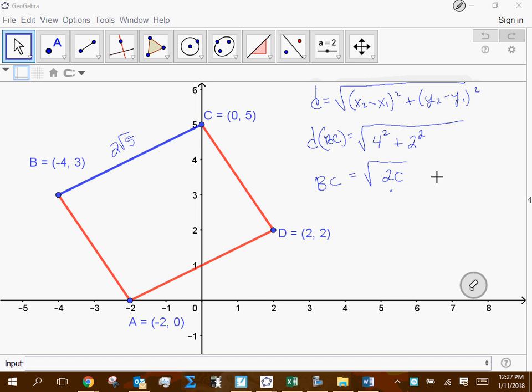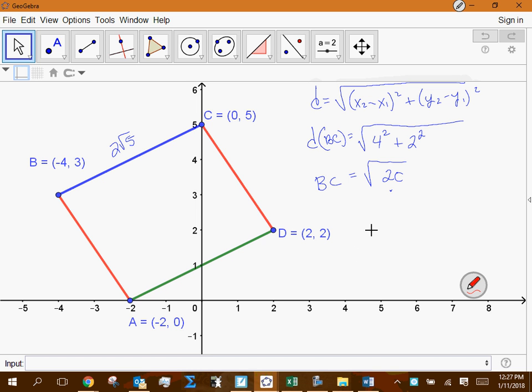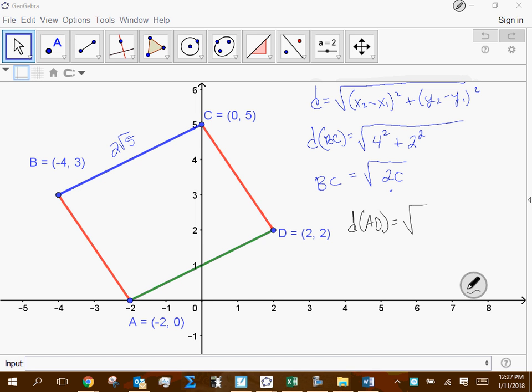We need to go through and find some other segments, right? So let's go find that one. Make it green. So find the green segment AD. So distance from A to D. Again, it's going to be the exact same distance formula. Okay, you're always coming back up to that formula.